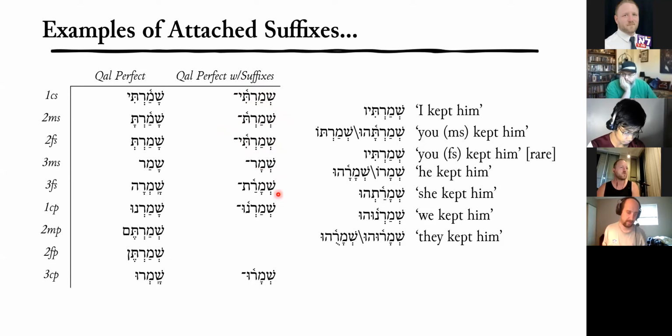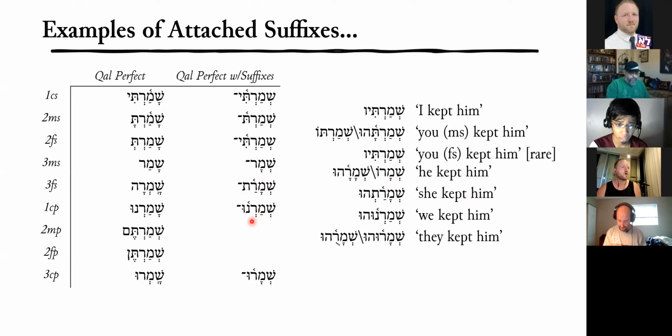We went over all the forms. When we have the third feminine singular, shamra, it shifts. The first syllable reduces, the second becomes near and is long, and the third closes. So shmarat, shmarathu. It takes an ending like that. Like here, shmarathu, she kept him. Interesting, huh? So it would be shmaratani, she kept me.